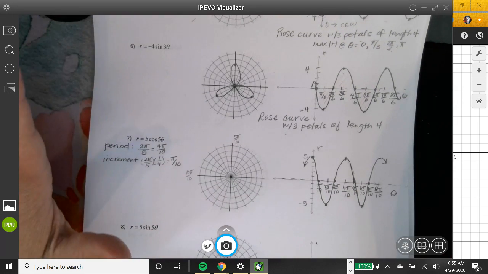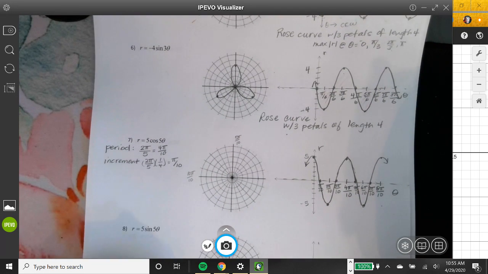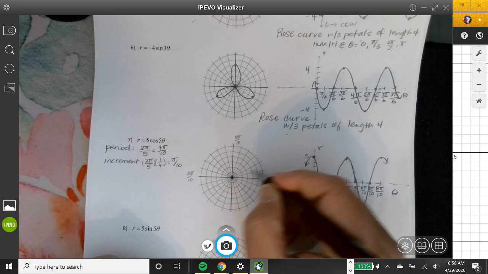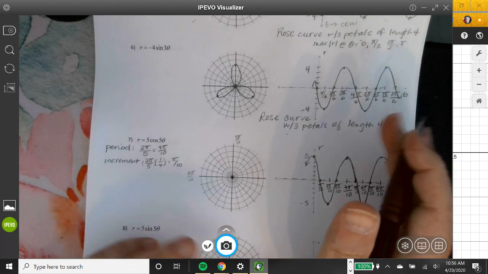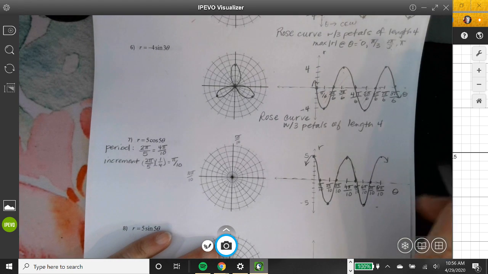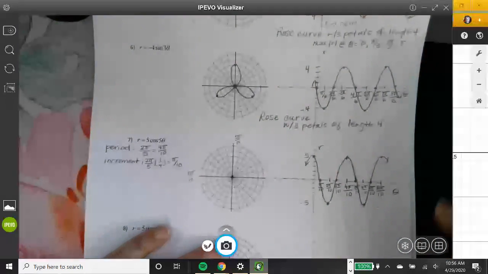And pi over 10 is bigger than pi over 12. So if I had to do a pi over 10, it's going to be in here somewhere, but less than pi over 6. So these are going to be approximations, and we have to be okay with that.